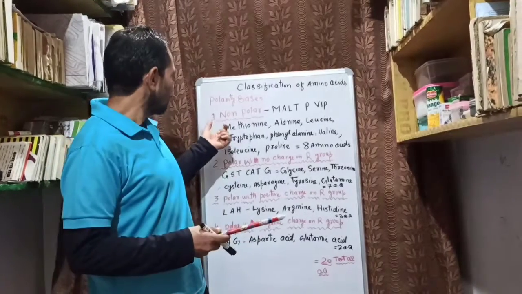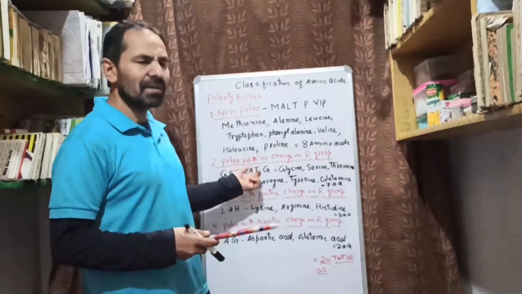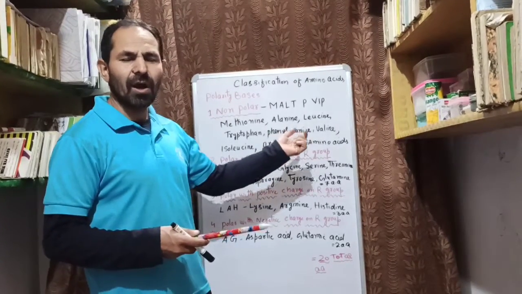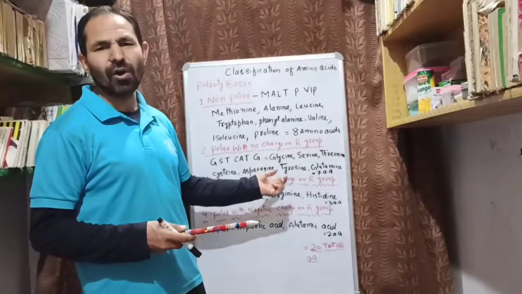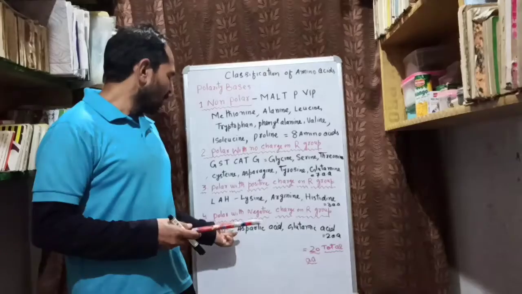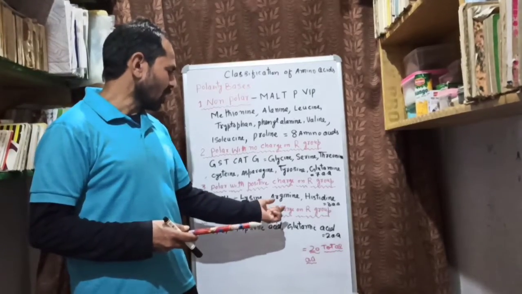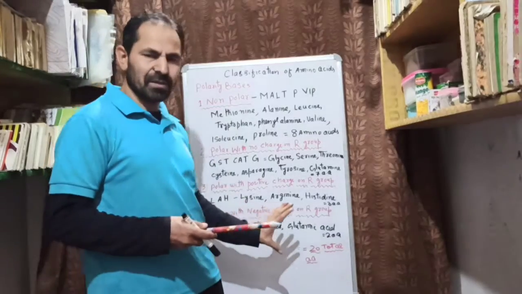One, we can say non-polar amino acids. Second, we say polar with no charge on R group. Third, we say polar with positive charge on R group. And fourth, we say polar with negative charge on R group. So these are all the four groups.